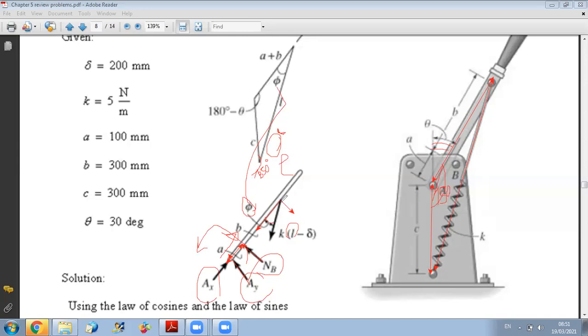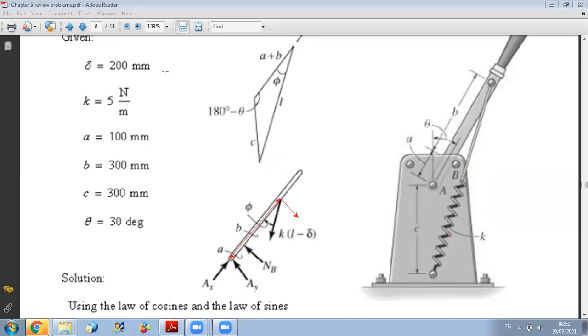Now concerning the spring force, it has two components. The x component passes through A, so no moment. So I will only have the moment of the y component. As you can see in the figure, the y component creates a clockwise moment. So it's minus the y component, which is k(L minus delta) sine of phi, times which distance? I should consider the perpendicular distance from A to the y component of the spring force. This distance will be this whole one from here to here, which is A plus B.